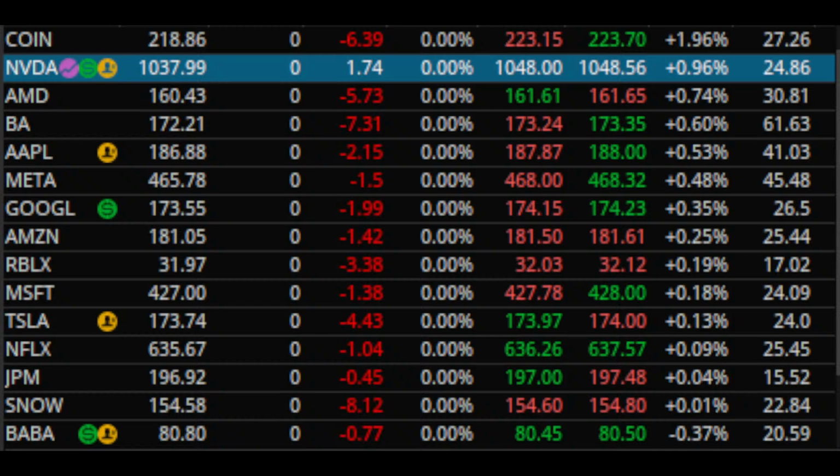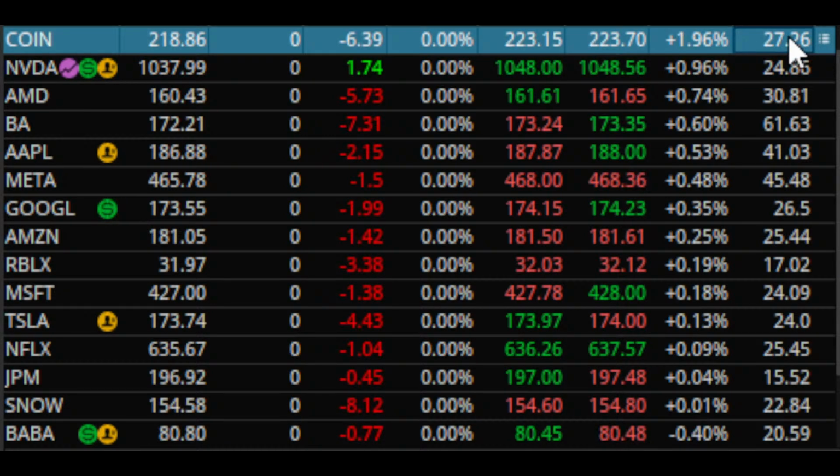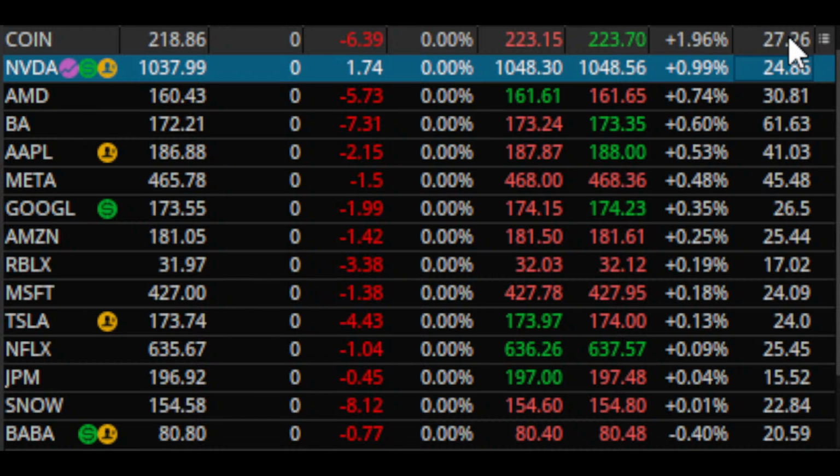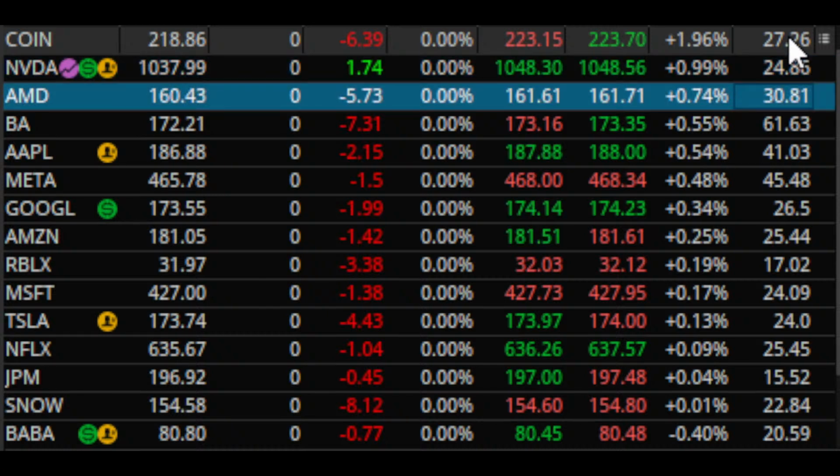Moving on to the Mag 7 Plus. We've got Coinbase up 1.96, which took a little dip yesterday. Nvidia is back up 1%. The big gamma level was 1050 in Nvidia. AMD's up 0.74.